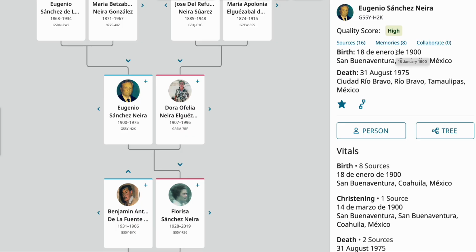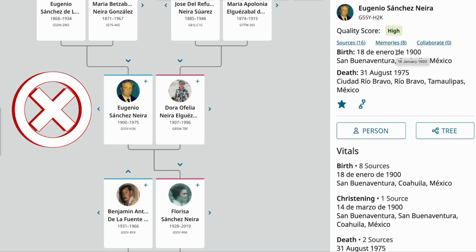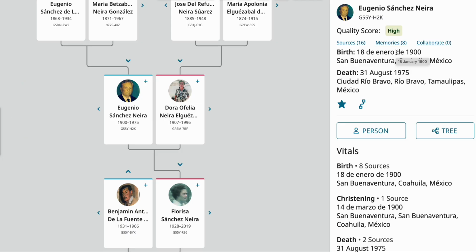And unfortunately, this man did not have the Widow's Peak visible in the family tree. But, of course, to get to know him, his name was Eugenio Sanchez Neira. He was born on January 18th of 1900 in San Buenaventura, Coahuila, Mexico, and passed away on August 31st of 1975 in Rio Bravo, Tamaulipas.